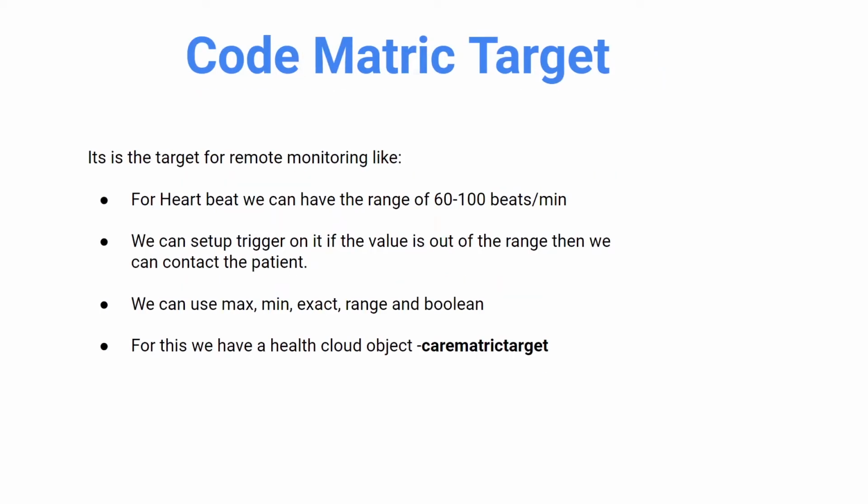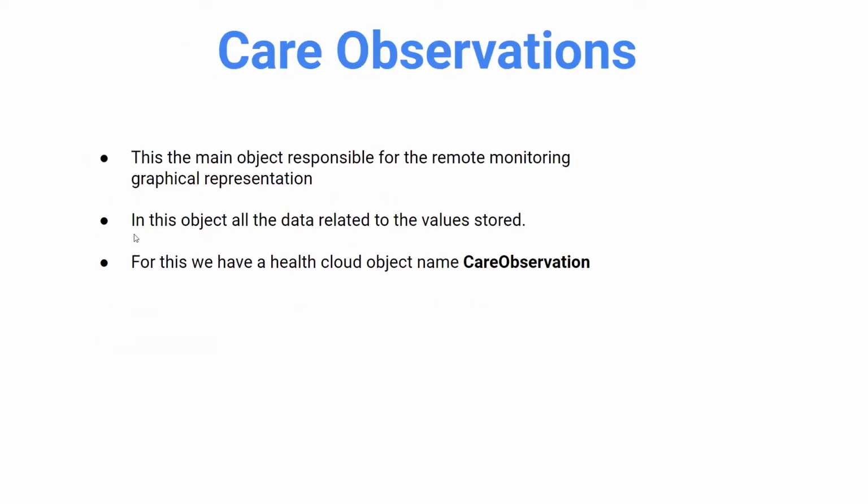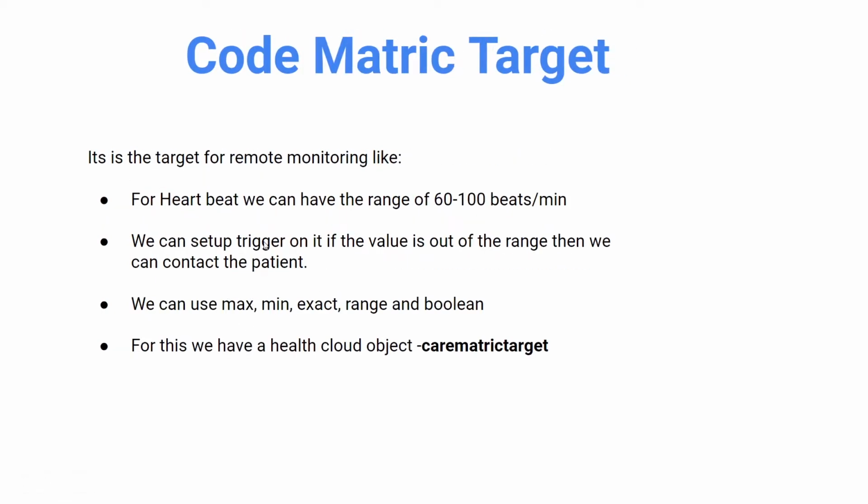Next is care metric target. Let me give you an example. We know that the pulse rate of an average normal person is about 60 to 100, so there is a range. If a person crosses 100, our system should give us a notification that this patient is having some issue or trouble, so we can connect and talk to them about the problem they are facing. We can also set up triggers. We need to set up the trigger manually. There is no additional inbuilt functionality for that.